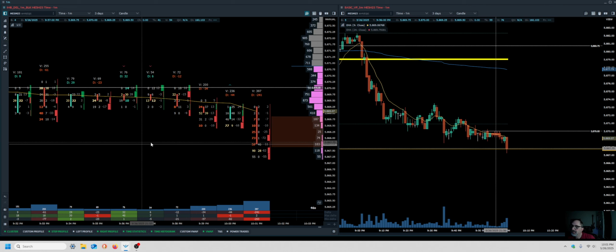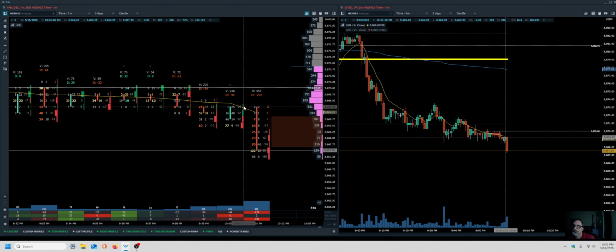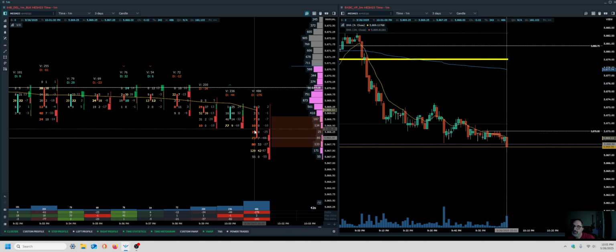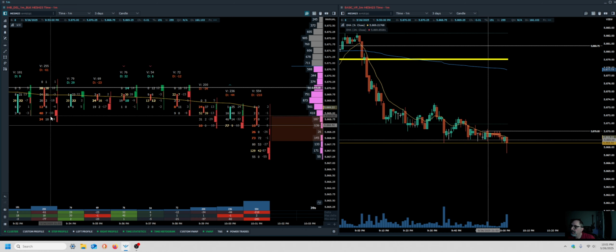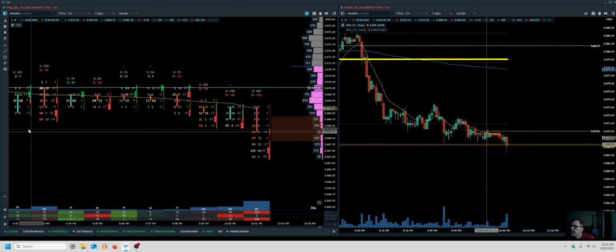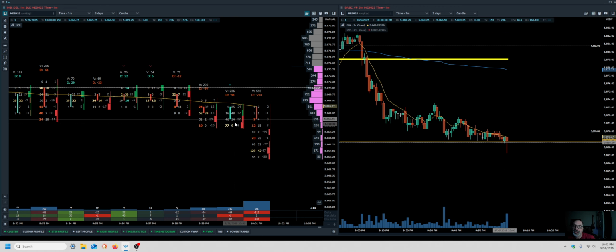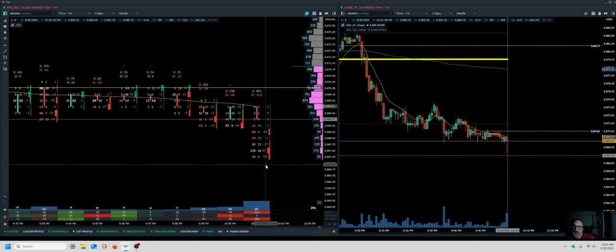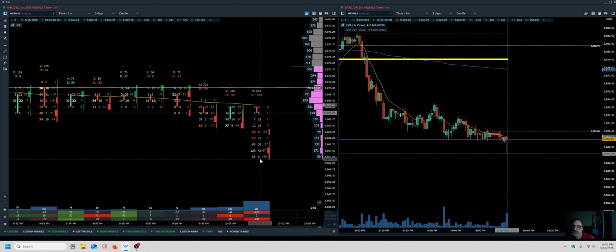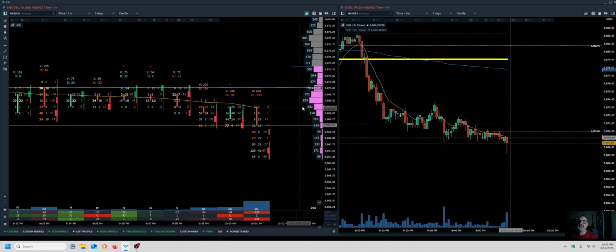These selling imbalances. There's a bunch of selling imbalances here. Same thing. Tag. So if you would have gone short there, you would have taken about a point of heat, and you would have made 2.5 points. So that's pretty much it.